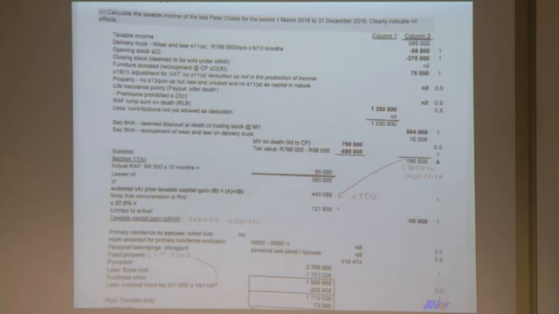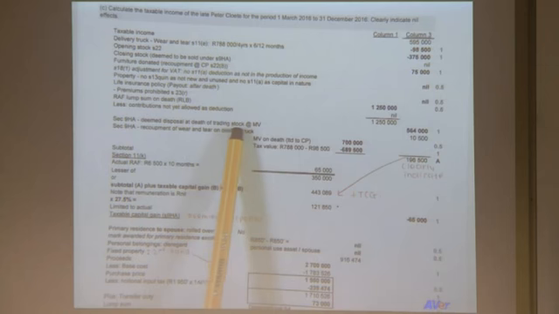So that will be in the unfavorable column in column 2. Do you guys understand that? Okay. And then, so here's the section 9HA, deemed disposal of the trading stock at market value.